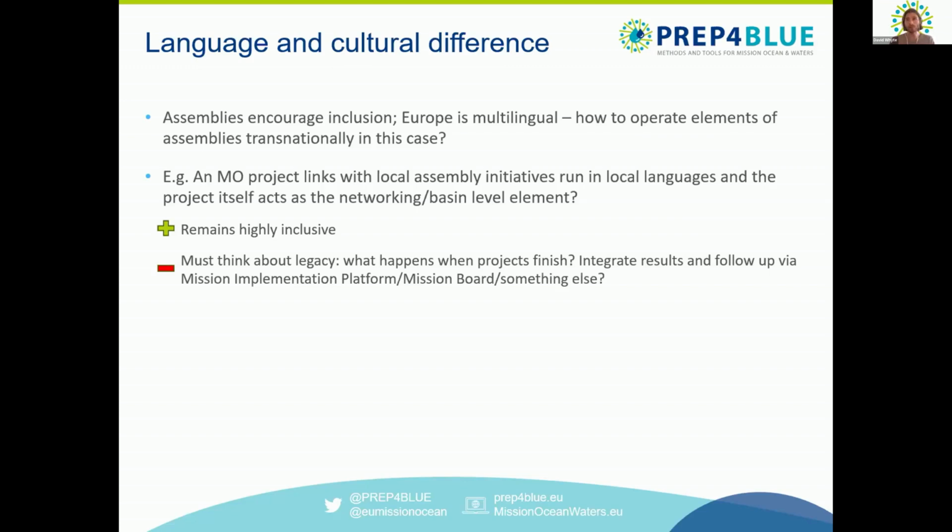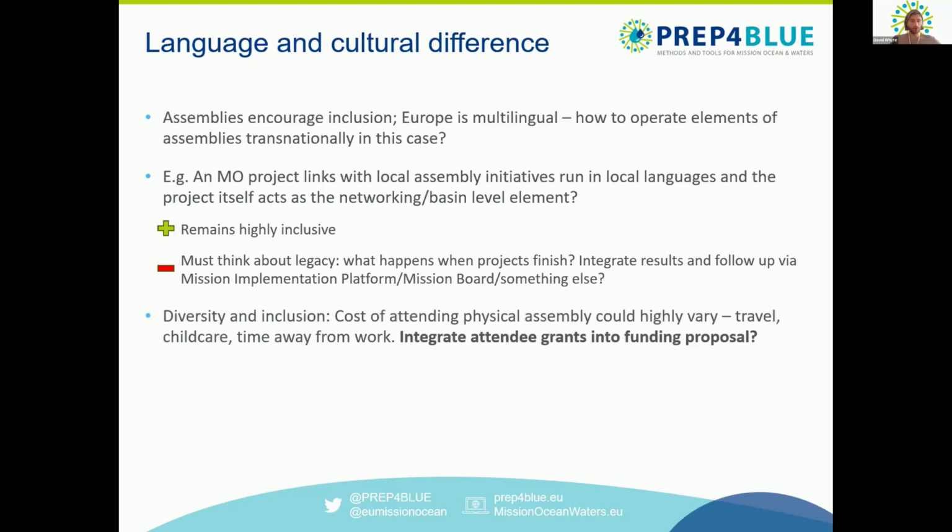Perhaps within Mission Ocean, it's about passing recommendations to another project that's upcoming. Perhaps there's a role there for the mission implementation platform or the mission board itself. The mission board will be there for the lifetime of the mission. It's a European Commission level board, or something else. So just thinking about that is also very important.